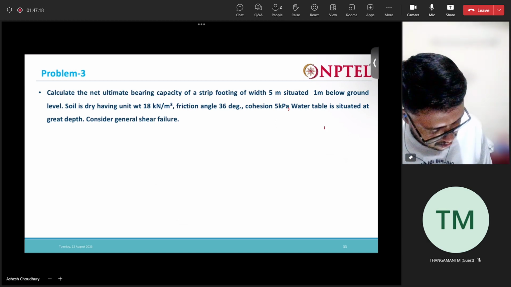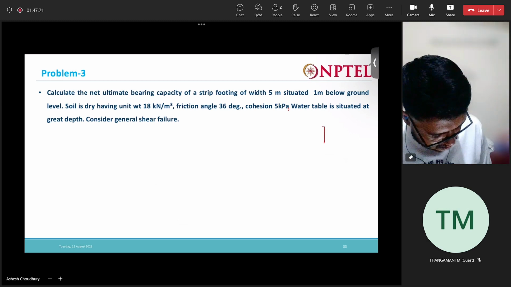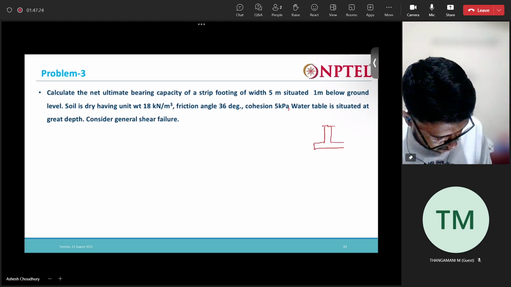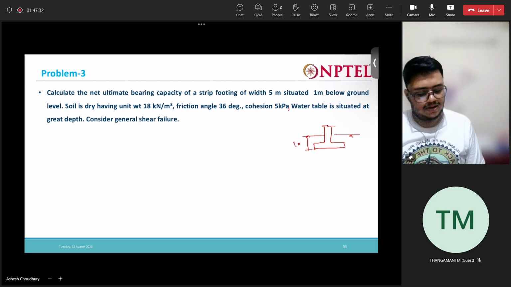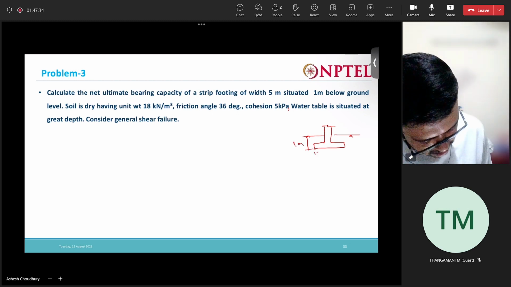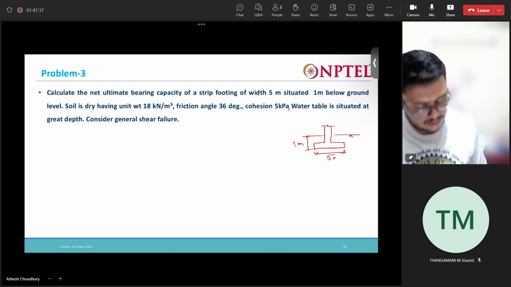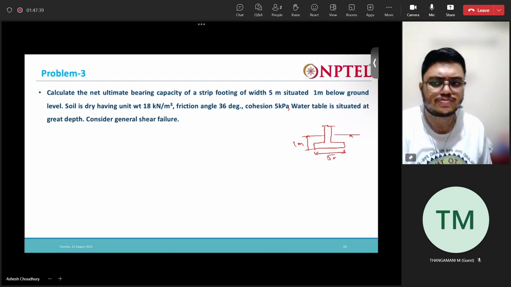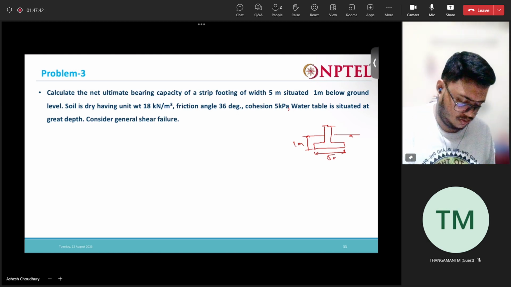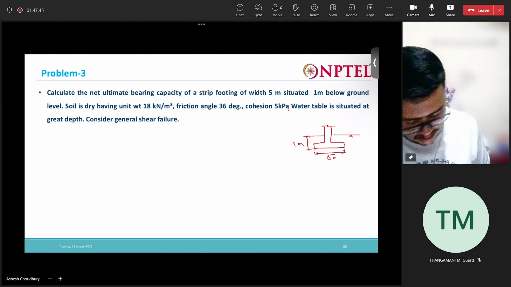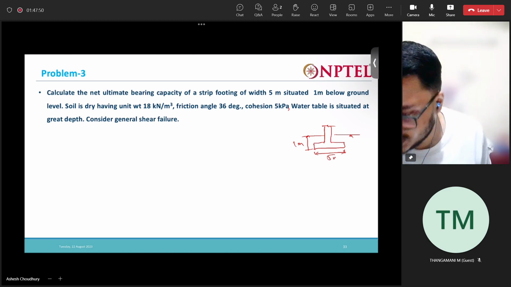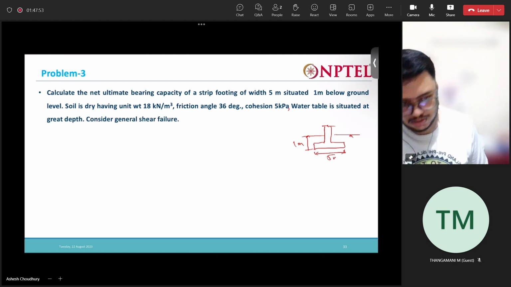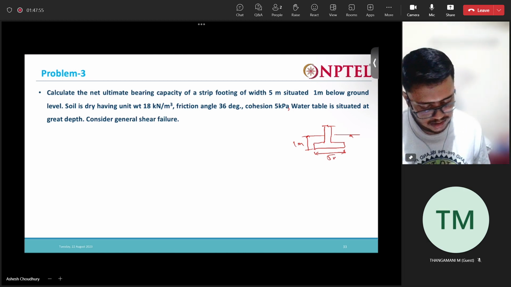So you have a strip footing. It is located 1 meter depth below the ground level. The width is 5 meters. So what we need to do is determine the net ultimate bearing capacity of the strip footing. So what we will do, we will refer to IS 6403. Okay, so let us just see IS 6403.